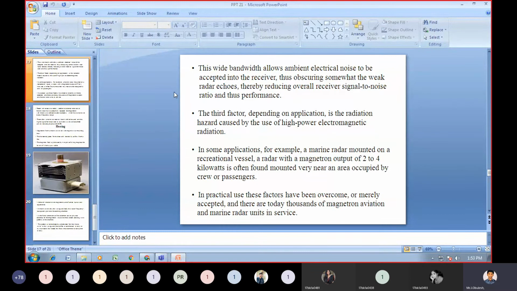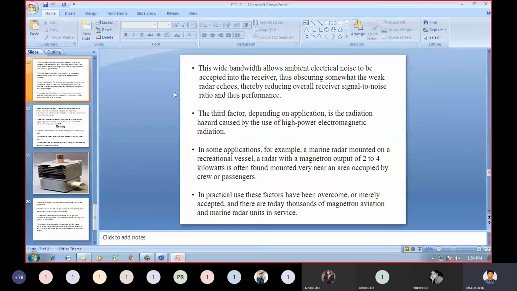In some applications, for example a marine radar mounted on a recreational vessel, a radar with a magnetron output of 2 to 4 kilowatts is often found mounted very near an area occupied by crew or passengers.